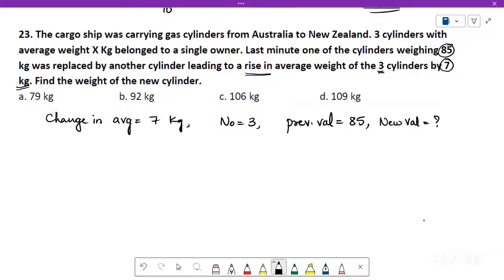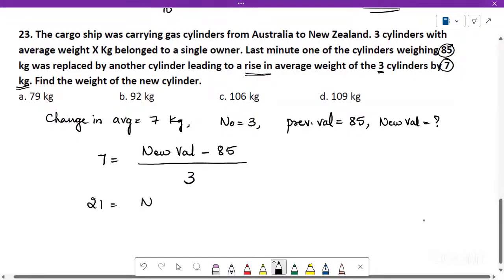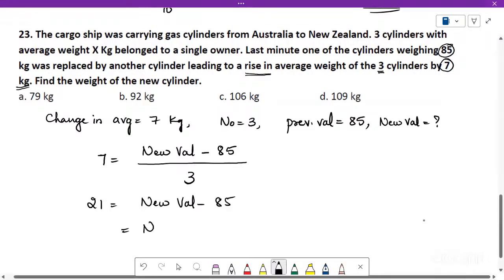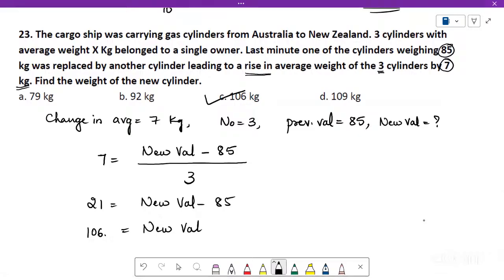So we use the formula: change in average is equal to (new value minus previous average) divided by number of values. 7 into 3 is 21, which is new value minus 85. Therefore, new value is 21 plus 85, since minus 85 goes to the left-hand side and becomes plus 85. So 21 plus 85 is 106. So the cylinder's weight is 106.